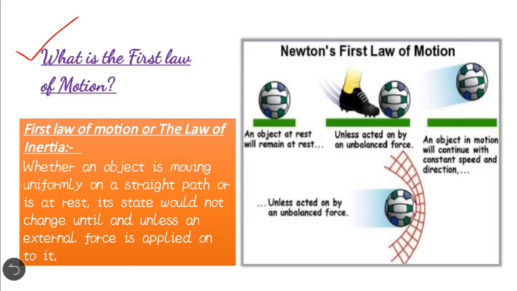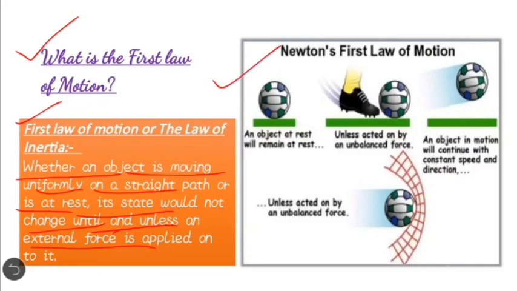When this question arises, the answer is like this. The first law of motion is also known as the law of inertia. Whenever an object is moving uniformly on a straight path or is at rest, its state would not change until and unless an external force is applied on it. It means if an object is at rest, it will remain at rest. If it is moving, it will remain in the moving condition until an external force is applied on it. So it will be clear by the diagram.